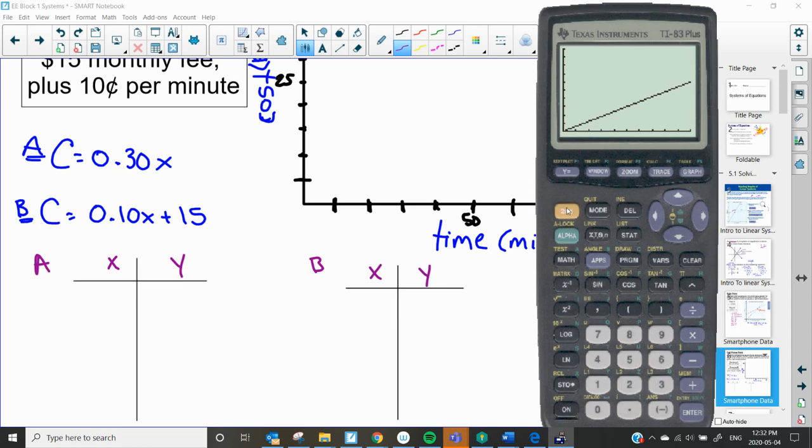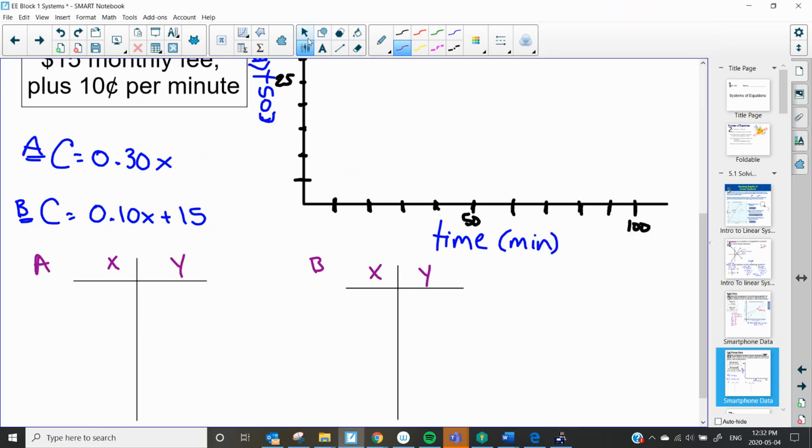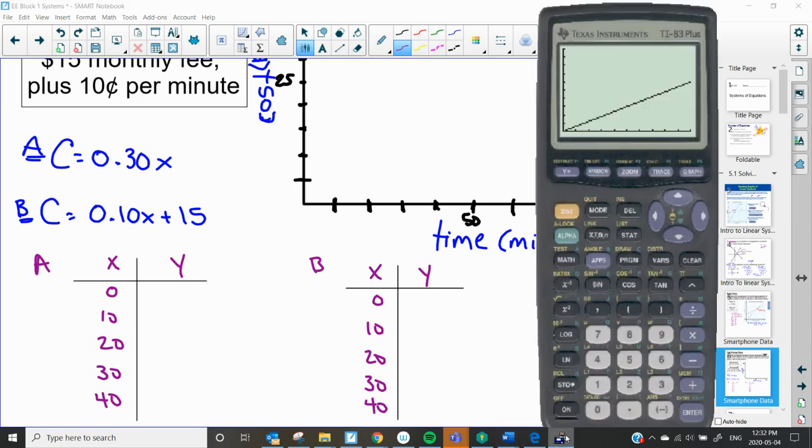So we can always go into our table of values, second function table. But this is going up by ones. That's going to take me a long time to go through. So I can either go in and change my table settings, or I can use the graph. I was going up by tens, so I'm going to start with 0 here. I'm going to go 0, 10, 20, 30, 40. I'll start there and see if that's enough. If not, I'll go further. And the other one, I'm going to go 0, 10, 20, 30, and 40. And I'll use my graph to get my y values.